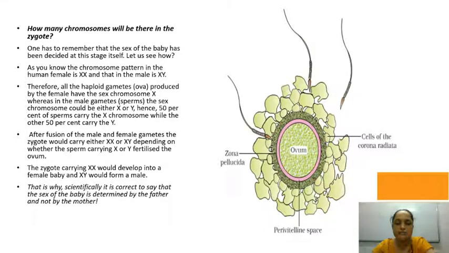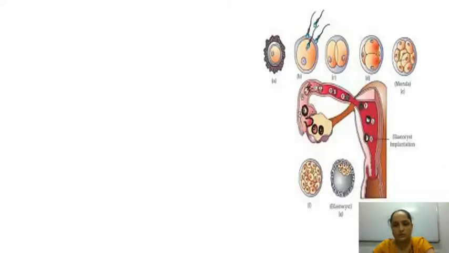That is why scientifically it is correct to say that the sex of the baby is always determined by the father. It is not determined by the mother, because the mother doesn't have a Y chromosome. Mother has only double X.